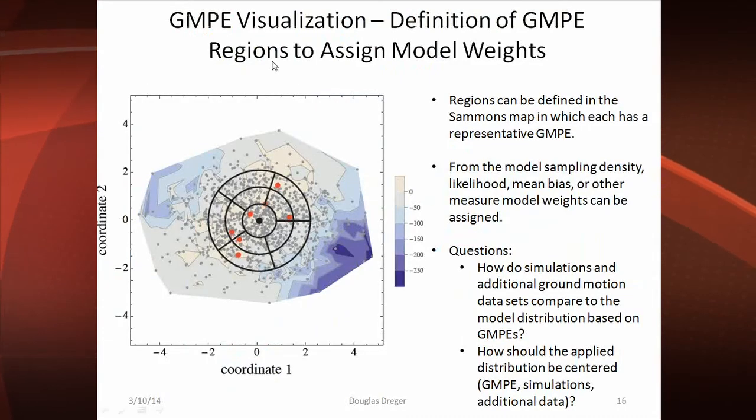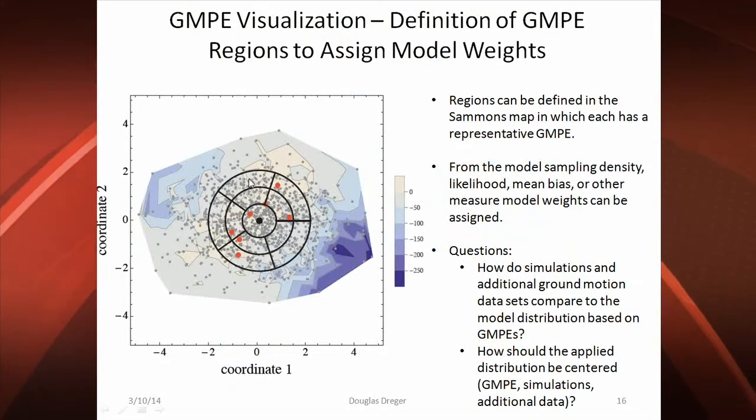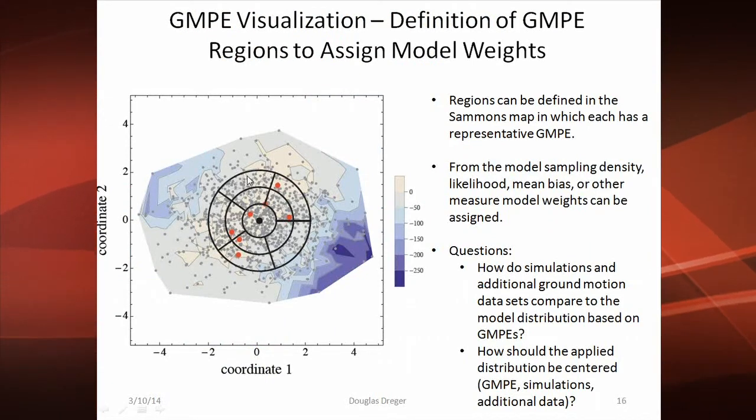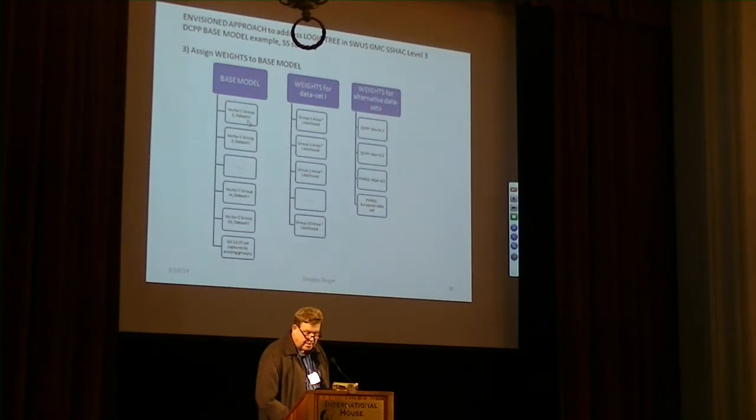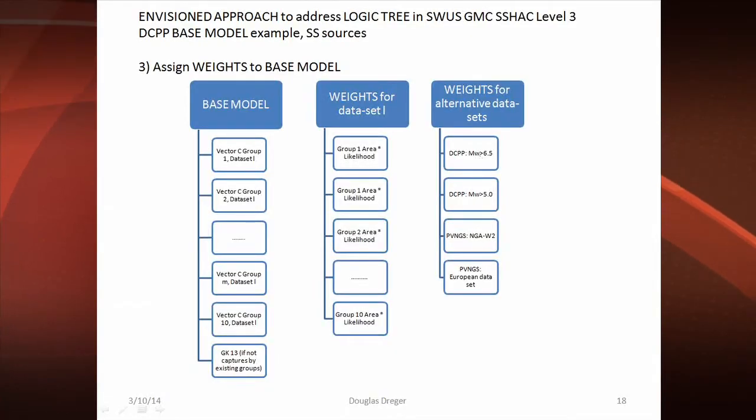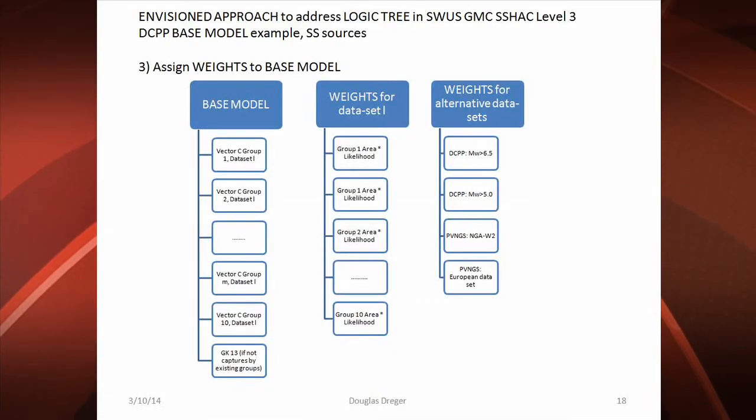So if you have distributions of these points within the subregions and the estimations of likelihood, that could be used to assign in a somewhat objective way the weights for each of these models that are going into the logic tree. There are also weights for alternative data sets that should be considered. And I think Bob will be talking more about this tomorrow when he's presenting the logic tree.